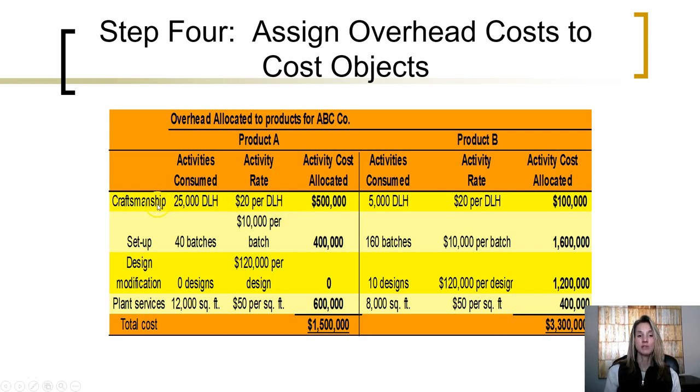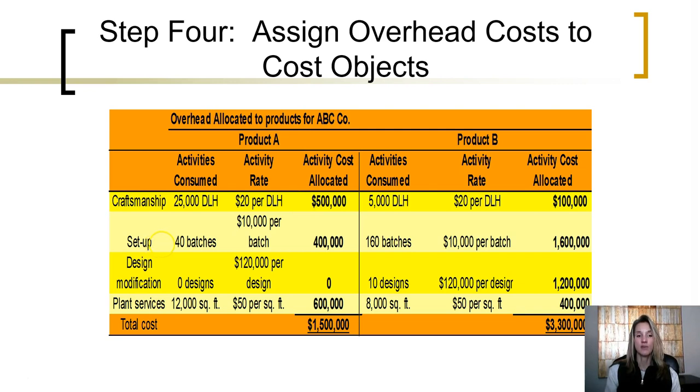We are first going to assign craftsmanship cost to product A. Product A, 25,000 direct labor hours were used. The allocation rate for this cost pool is $20 per direct labor hour. $500,000 is allocated to product A for craftsmanship overhead cost.